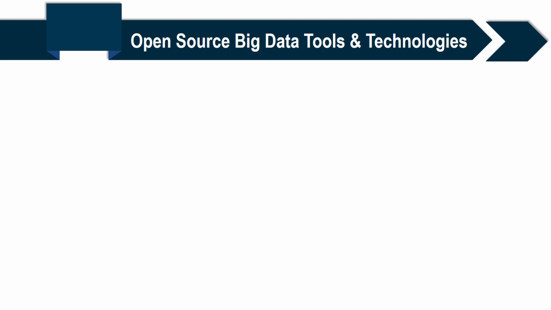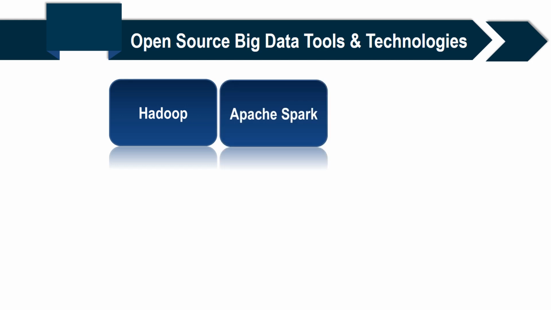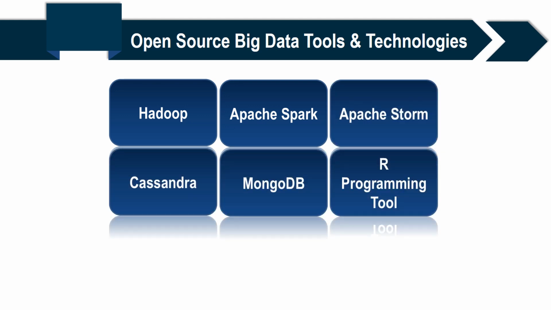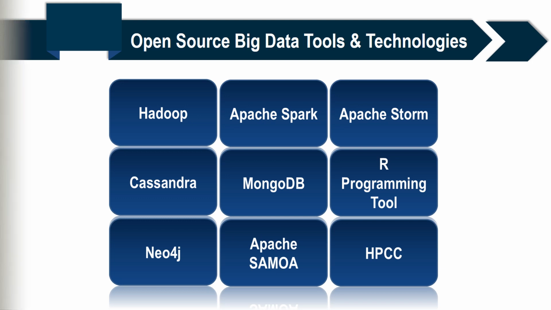There are many tools and technologies that are available. I have listed down 9 of them. Starting with Hadoop, we'll spend more time on this technology because we have seen large scale adoption of Hadoop in the industry. Apache Spark, which is overcoming some of the drawbacks of Hadoop and providing a general purpose computing platform, we'll also spend a little bit of time on that. Then the rest of the tools like Apache Storm, Cassandra, MongoDB, R programming tools, Neo4j, Apache Samoa, HPCC, we'll briefly touch upon. Let's look at each one of these and just try to understand at a very high level.